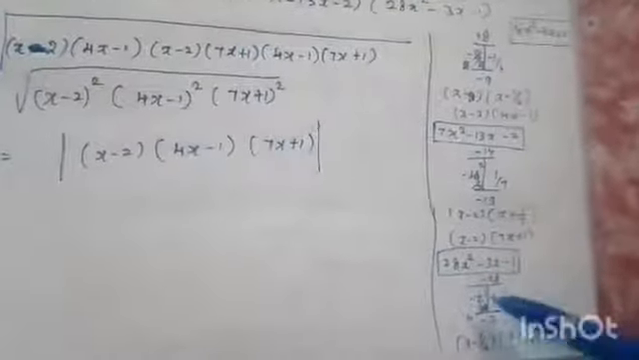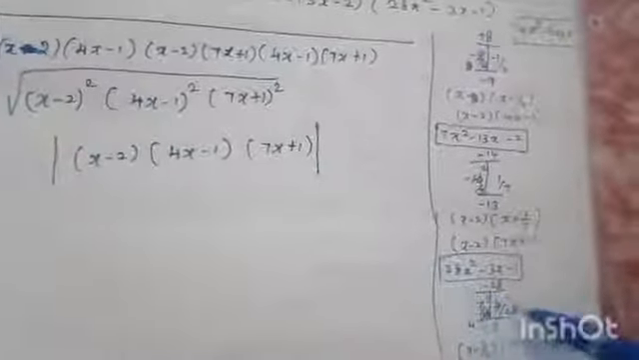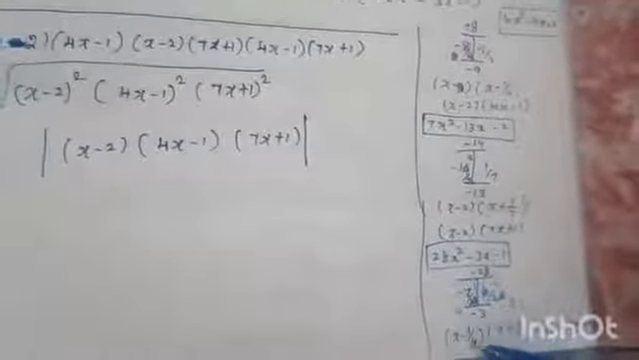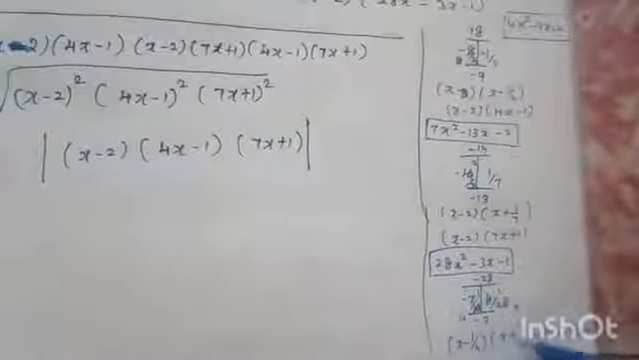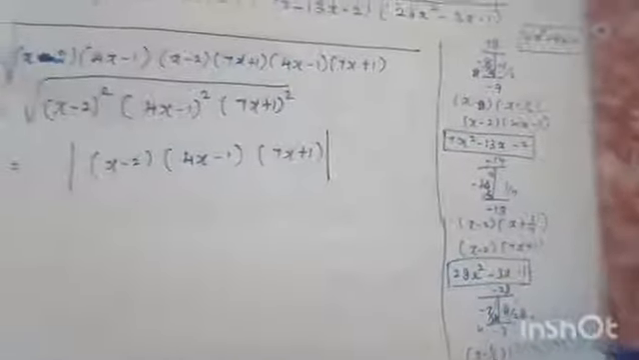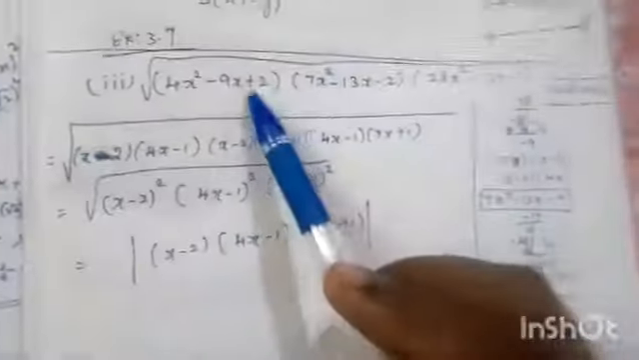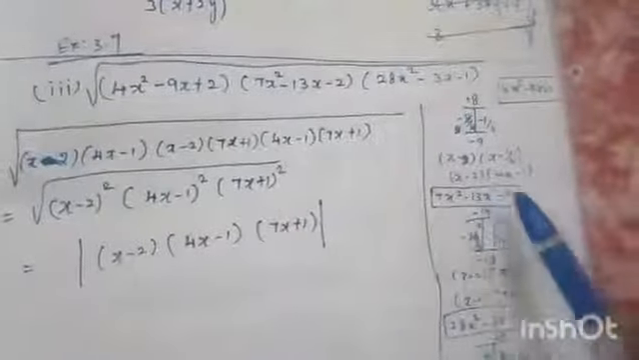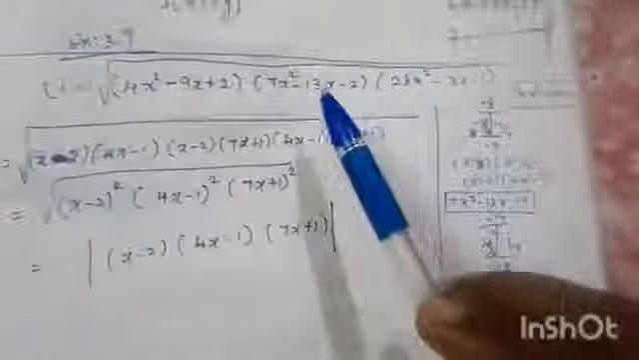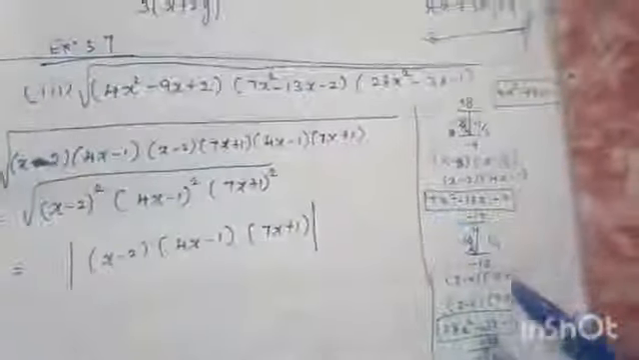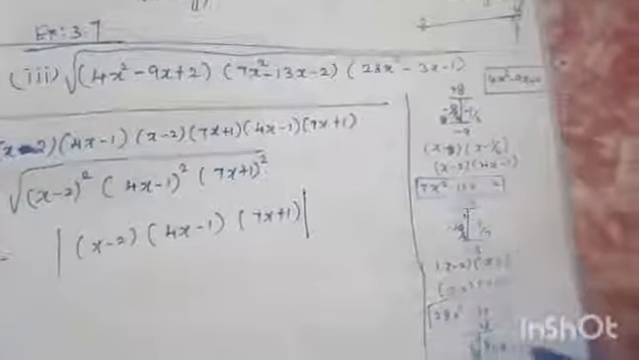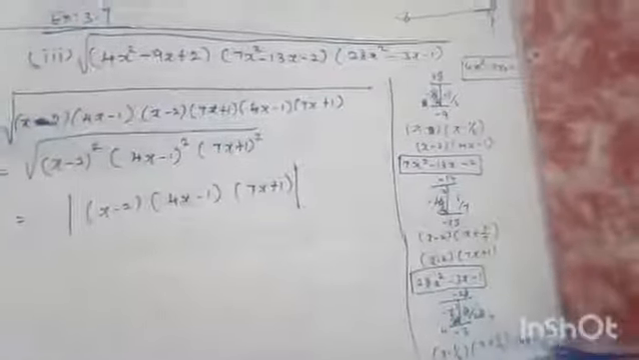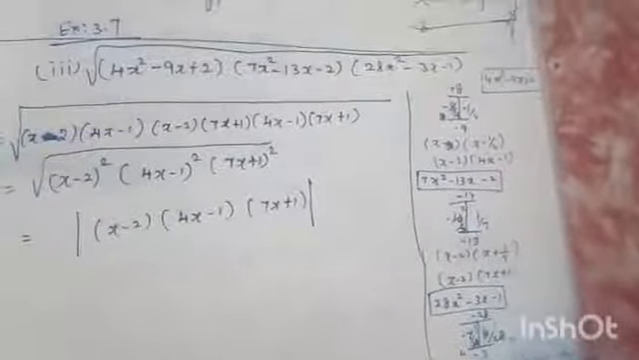After cancelling, we have x minus 1 by 4, x plus 1 by 7. That is 4x minus 1, 7x plus 1. Okay, now you have to write the factor. This one factors we found as x minus 2 into 4x minus 1. The second expression factor is x minus 2 into 7x plus 1. Third expression factor is 4x minus 1 into 7x plus 1.